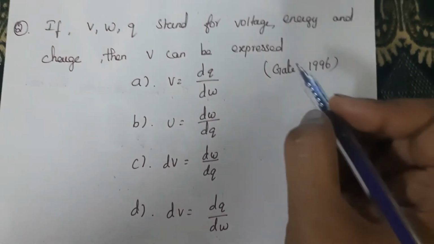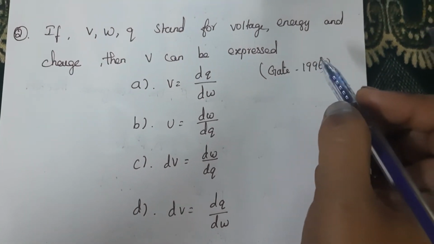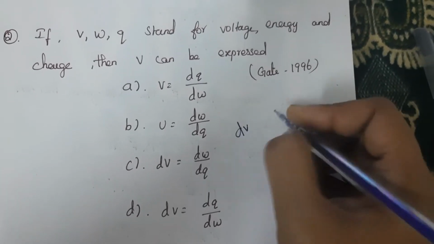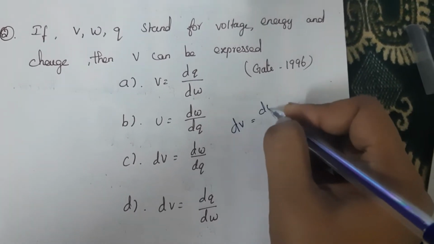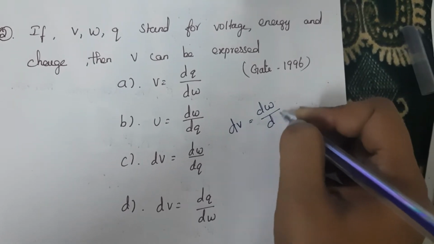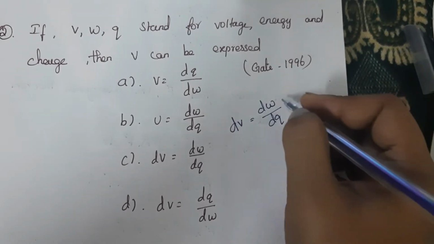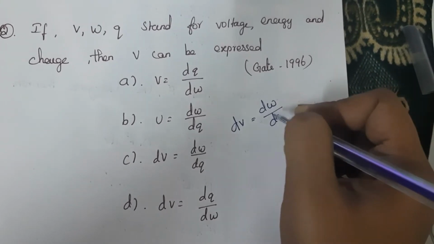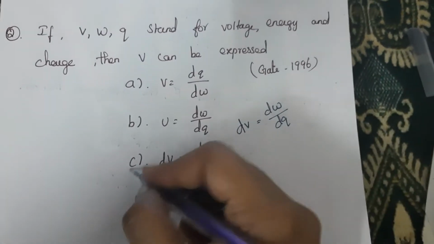Second question, if V, W, Q stand for voltage, energy and charge, then V can be expressed as dV, that is equal to dW divided by dQ, the differential function of W and Q. So here the answer is C.